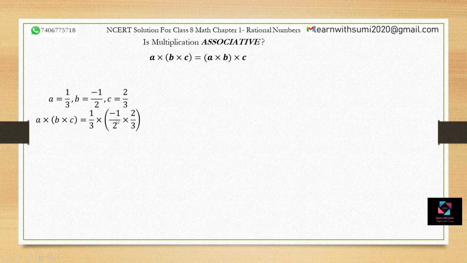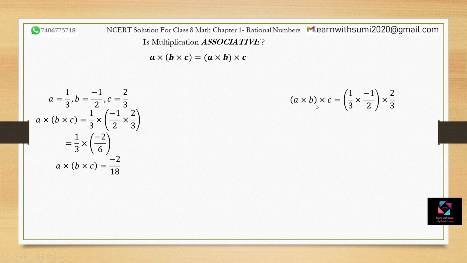1 by 3 into minus 1 by 2 into 2 by 3, which will give us 1 by 3 into minus 1 into 2 is minus 2, divided by 2 3s are 6. So after the multiplication of A into B into C, we will get minus 2 into 1 is minus 2 divided by 6 3s are 18. So we got the answer for LHS. Now let's check for RHS.